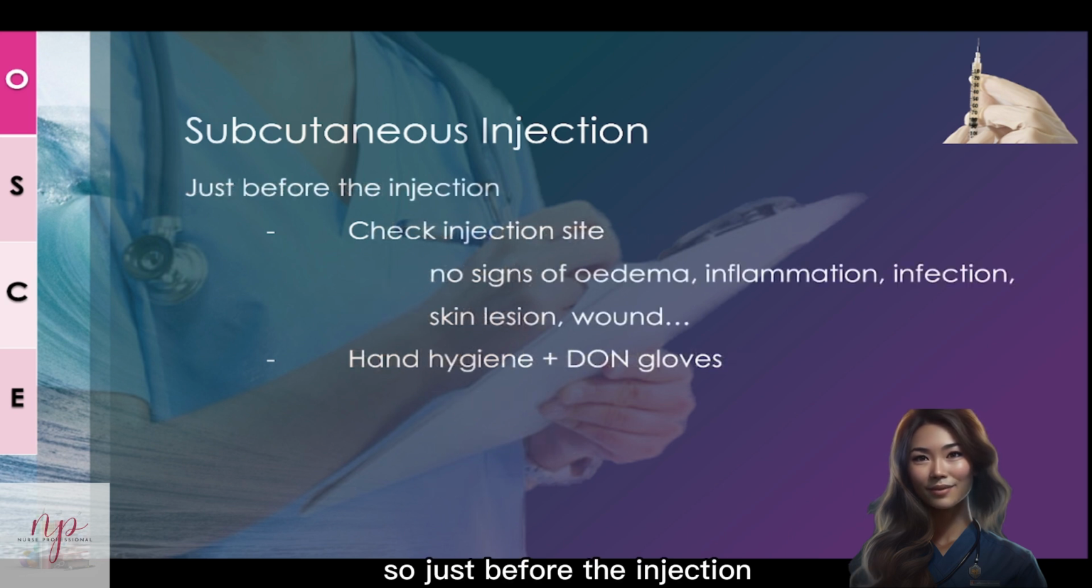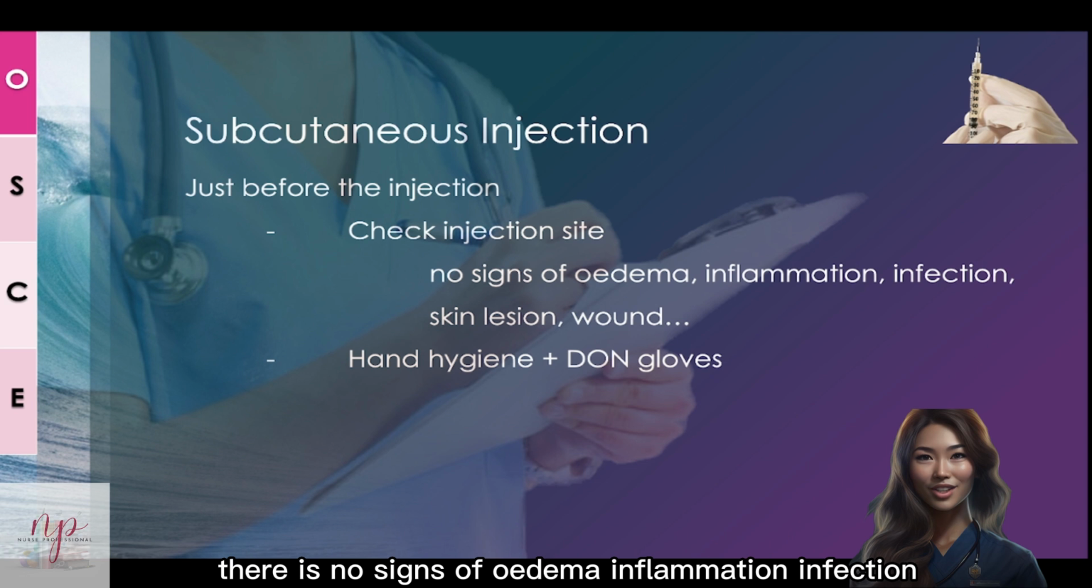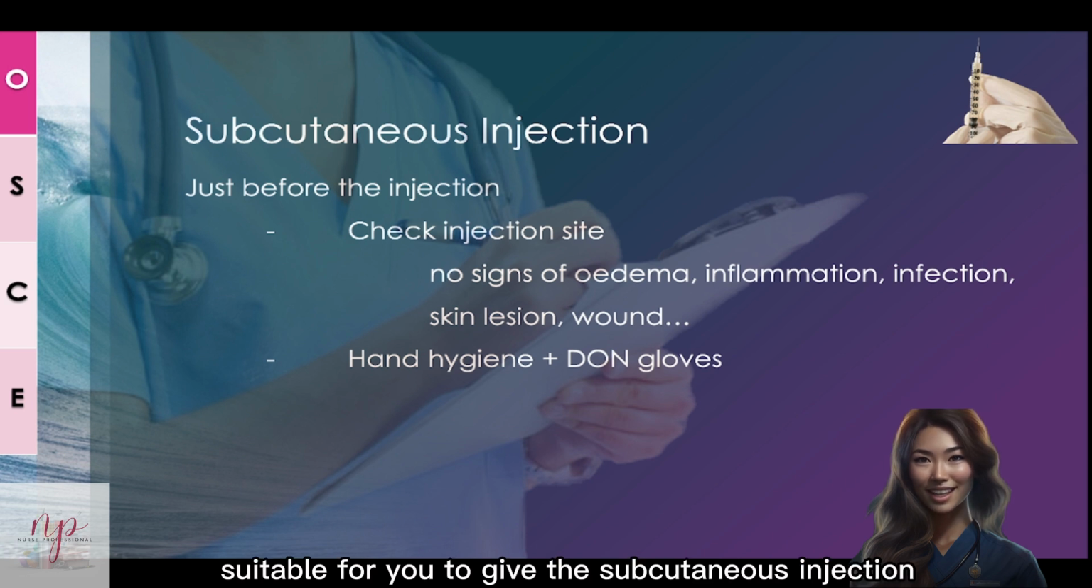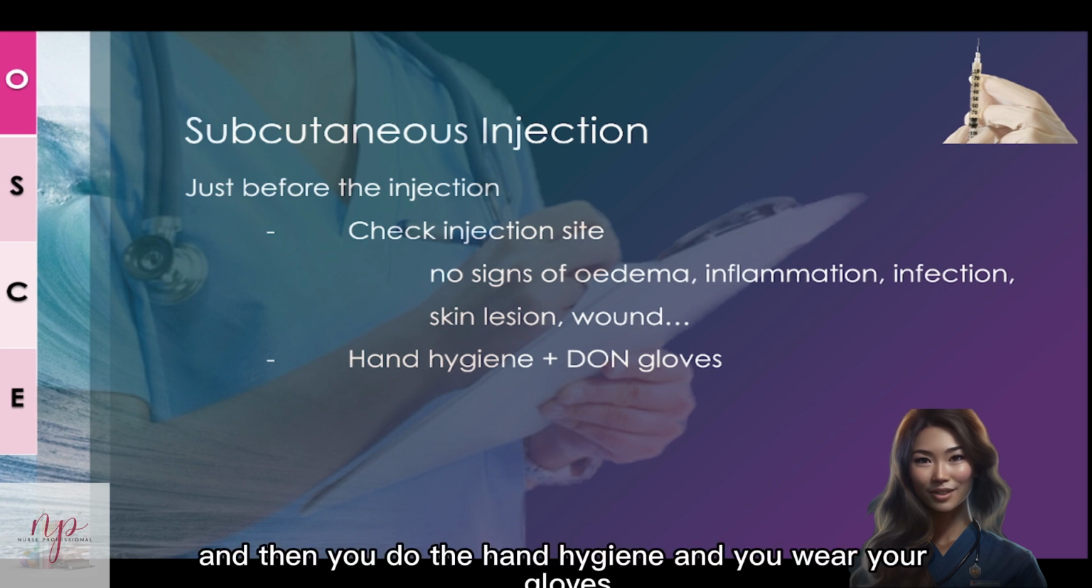So just before the injection, you need to check the injection site. You need to read aloud this sentence: there are no signs of edema, inflammation, infection, skin lesion, and wound. So you ensure the site is suitable for you to give the subcutaneous injection. And then you do the hand hygiene and you wear your gloves.